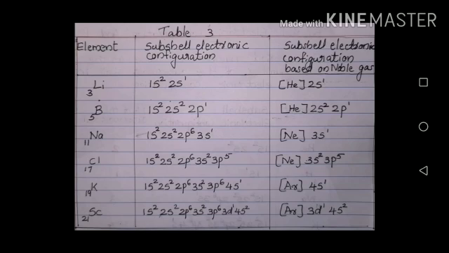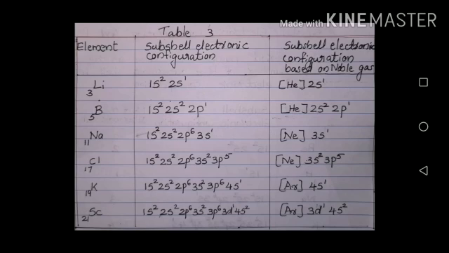Likewise, the subshell electronic configuration of chlorine is 1s2, 2s2, 2p6, 3s2, 3p5. The inert gas that comes before chlorine is neon. So, its configuration can be written as Ne 3s2, 3p5. Note that you put neon in the square bracket.